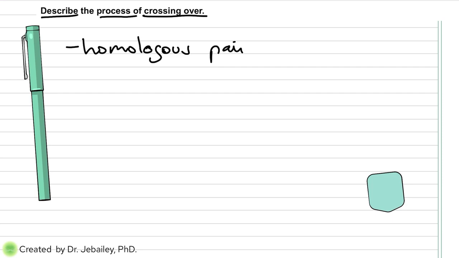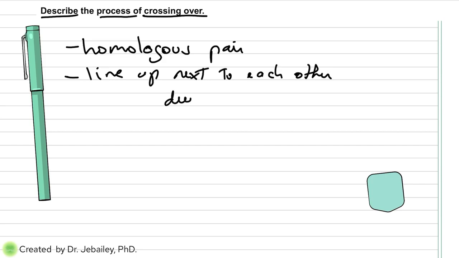Now, moving to the next question, it says, describe the process of crossover. Now, for crossover, the first thing you have to mention is that it happens with the homologous pair. And you can say that they line up next to each other. And this is happening during what? Prophase 1. Remember, it does not happen in prophase 2, just prophase 1 of meiosis. So here you can also draw, they will allow you to do it.